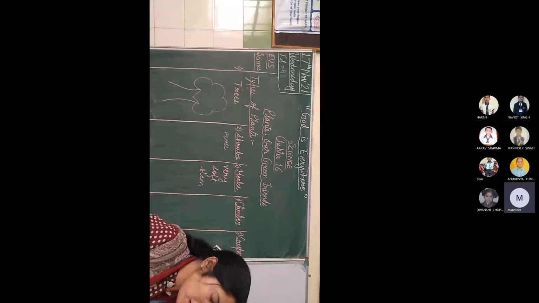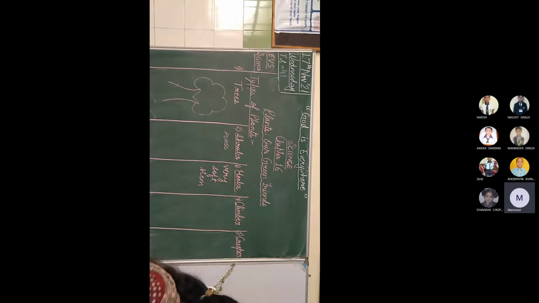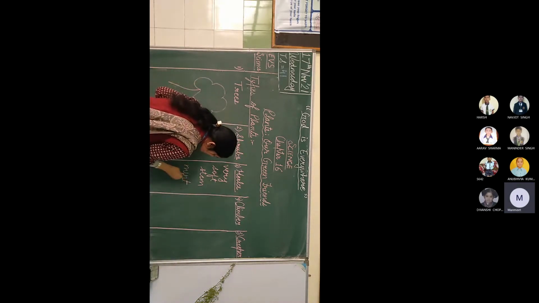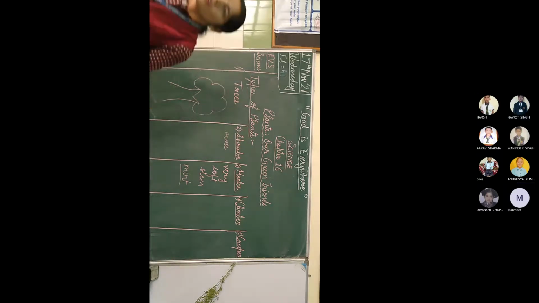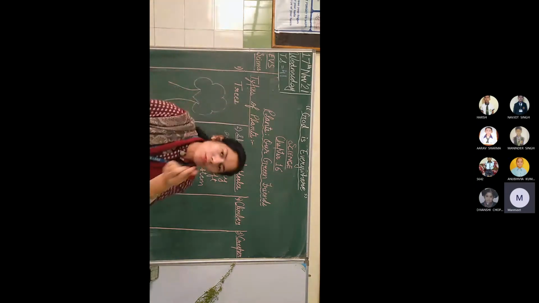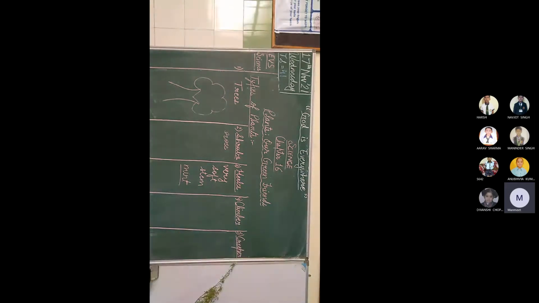So examples of herbs are your coriander, your tulsi, and one more, mint. What do you mean by mint? What does mint mean, children? Yes, online students. Pudina. Very good, Navjot. Mint is your pudina. Okay. So these are your herbs which we can break very easily. The stems of these plants are very soft.